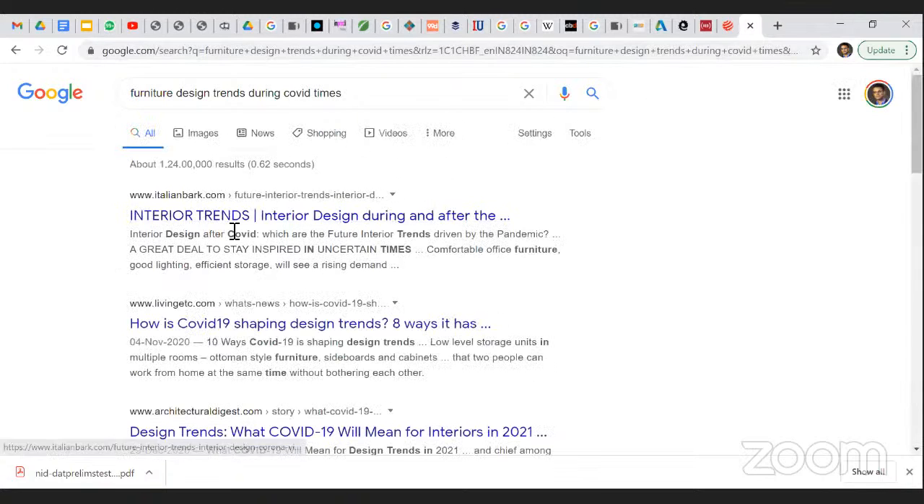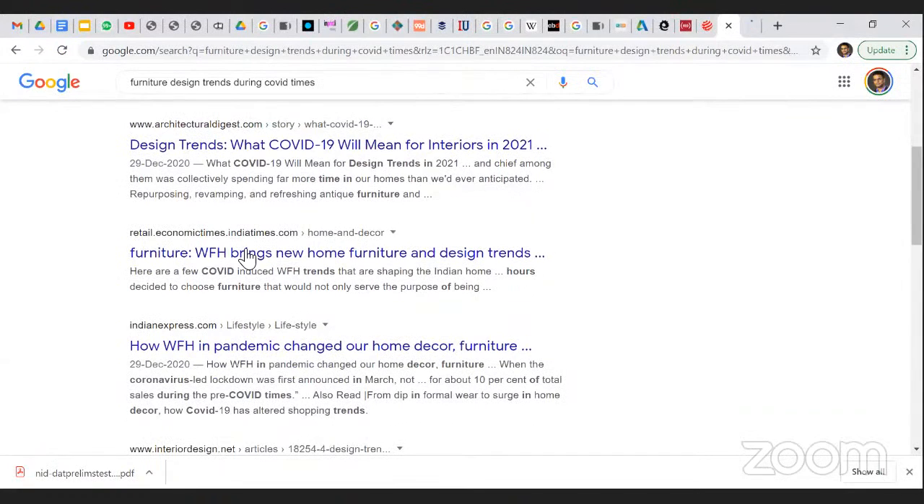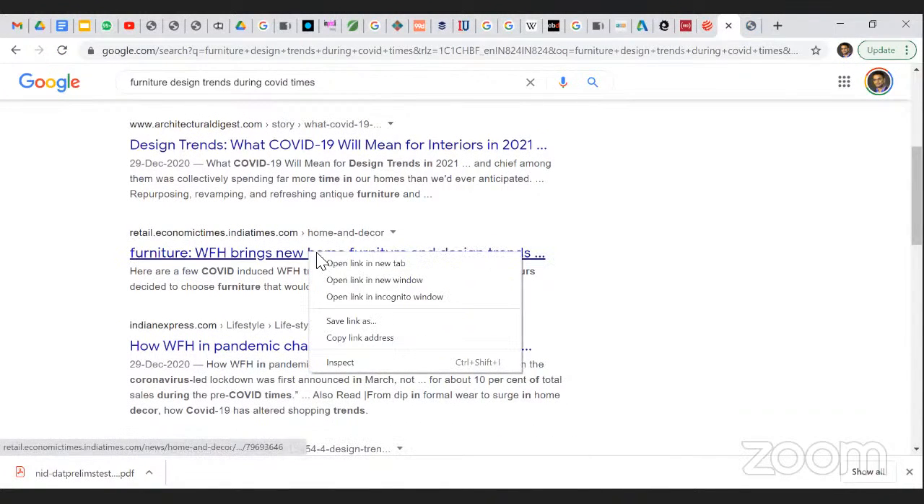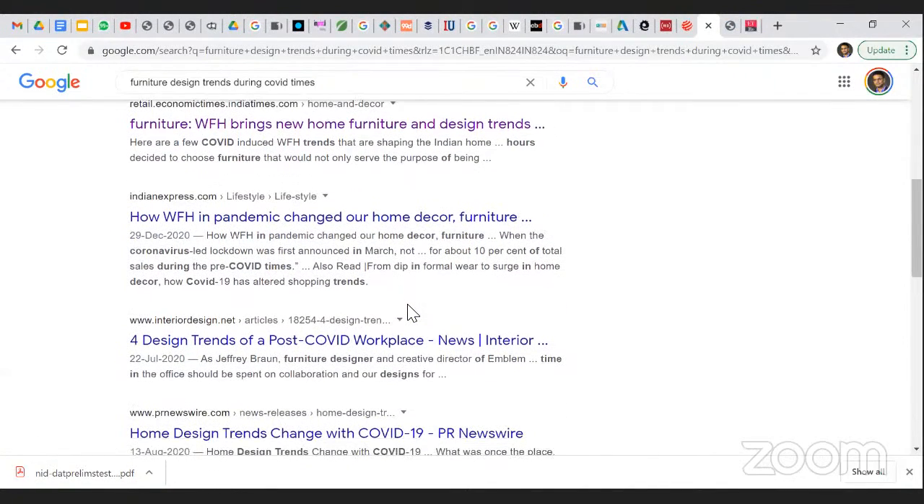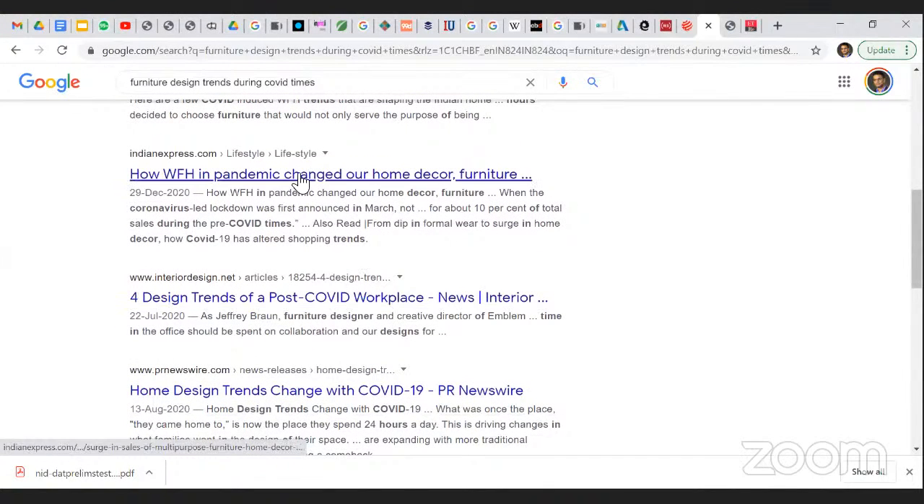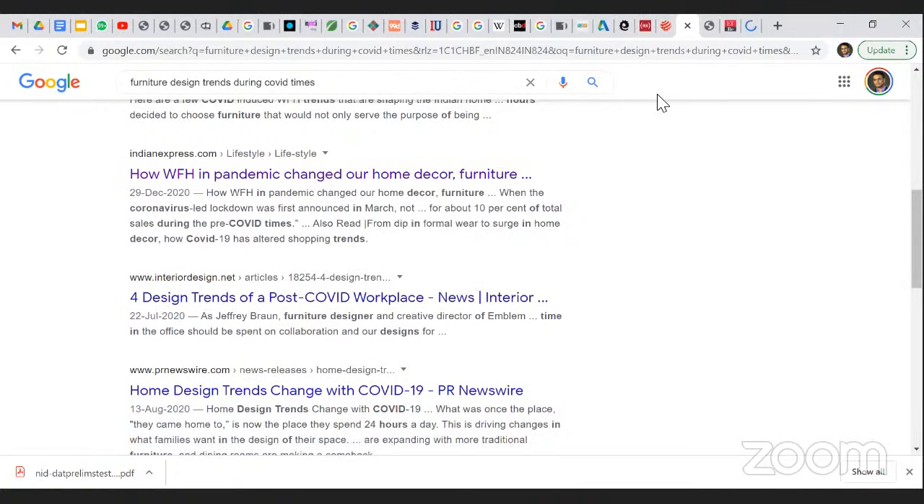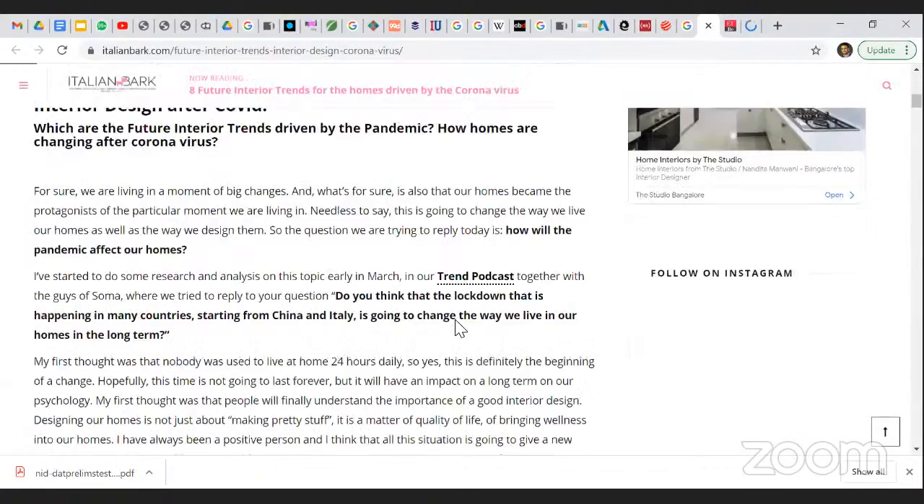Okay, so in fact there are articles about how the interior design has changed pre and post COVID. Okay, and work from home brings new home furniture and design trends, right? So you got to follow these kinds of trends in all of these design disciplines. Everything has changed, the world has changed right in front of our eyes. So there's a great opportunity for the designers to meet this new unseen demand.